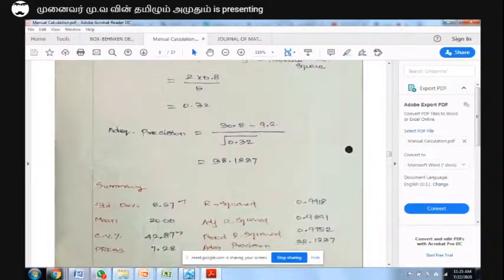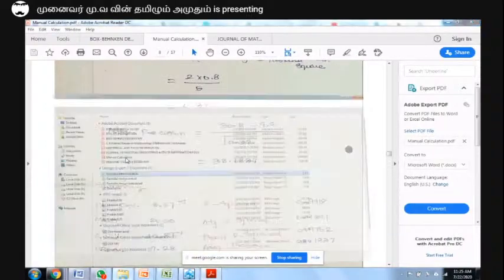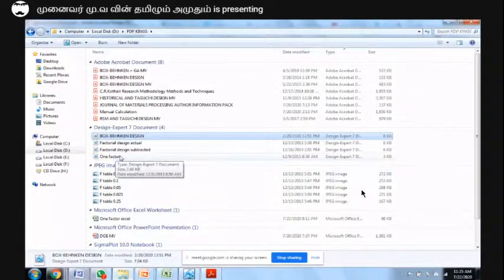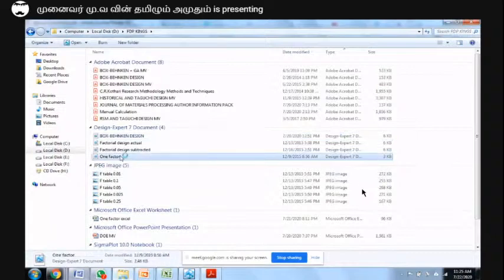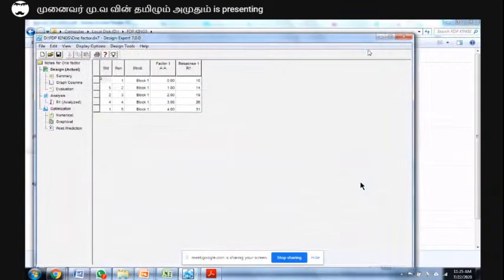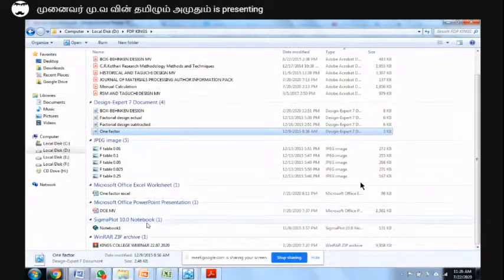I have already executed the software. We will open that software. I have given it for the audience also. If you have the software and the document, then opening it will be useful for you to get the inferences. I have circulated various PDFs and documents, around 8 PDFs, four Design Expert software files, 5 images, one Excel and one notebook. These are the data I have circulated to you.